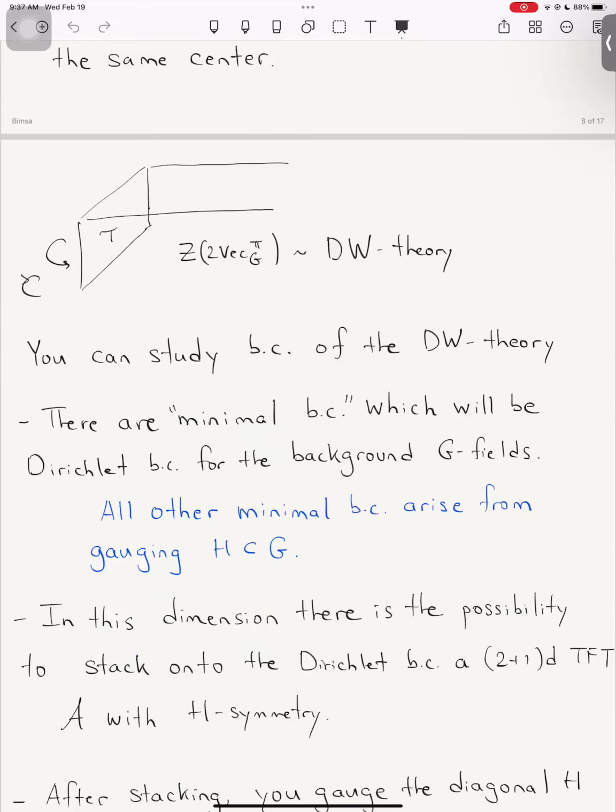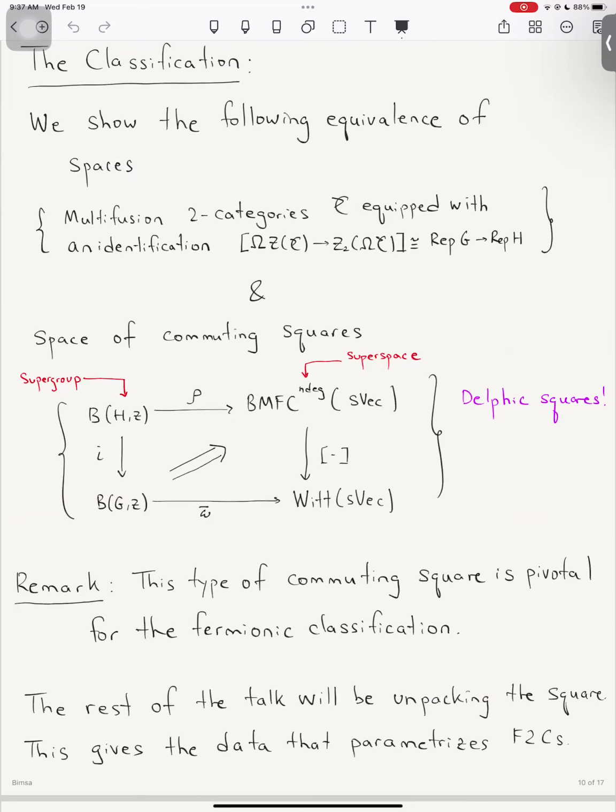Okay, so now to actually get into the heart of the classification, I'll spell out the formal aspects of the classification and how the proof went in the paper. What we do is we show the following equivalence. You have the space of all multi-fusion 2 categories, but the multi doesn't really matter for the purpose of this talk.